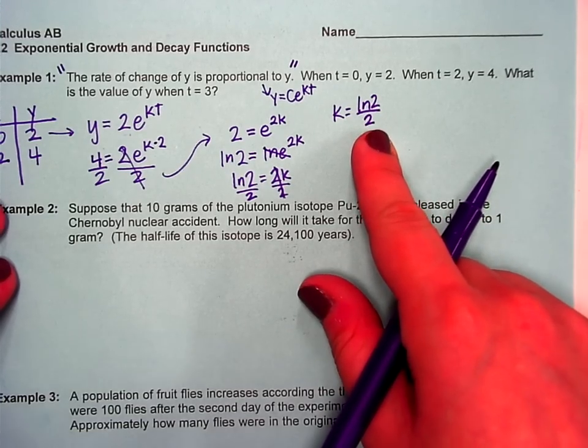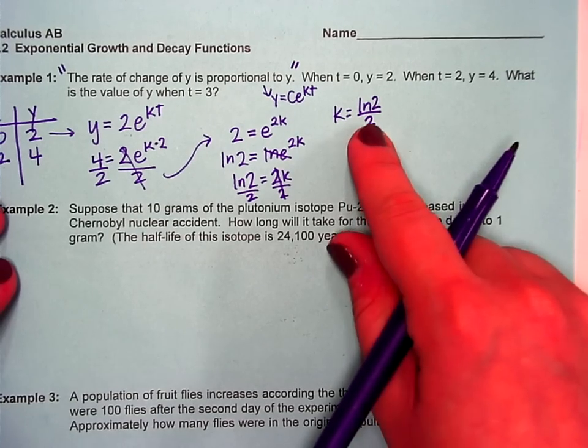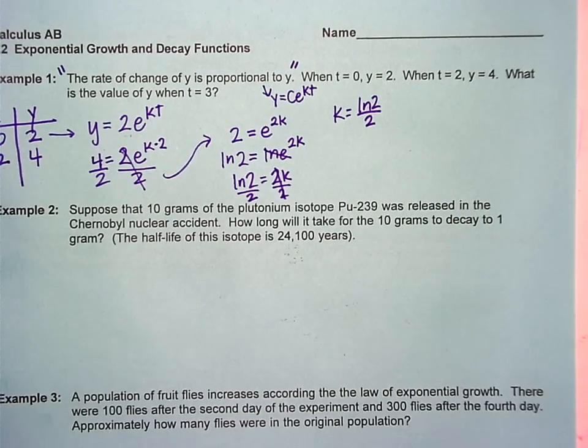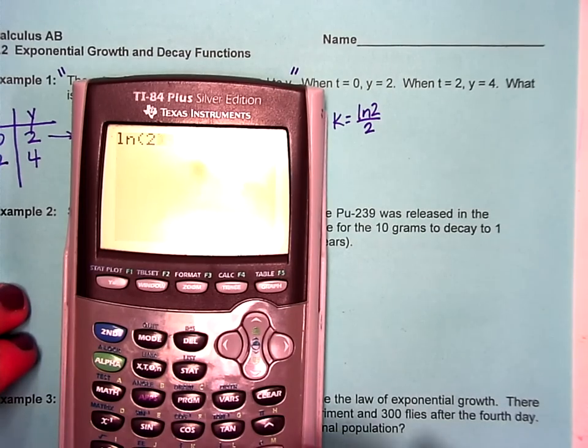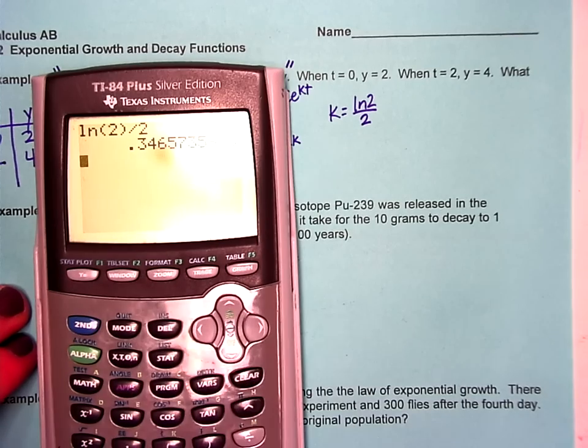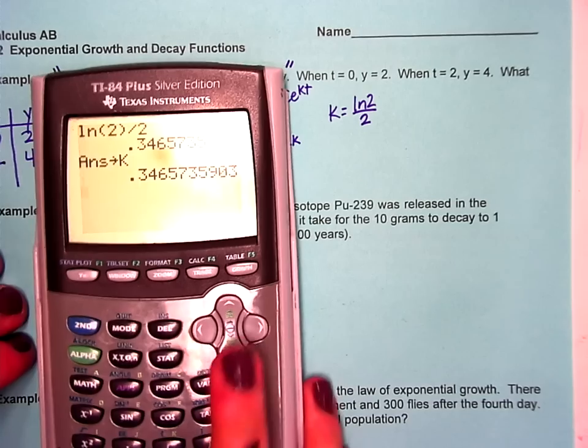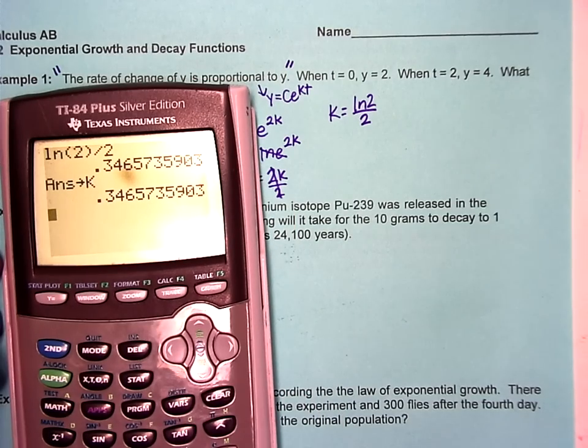We can do it either way. Usually it's going to help more often than not to go ahead and store this. So I would take my calculator here, do natural log of 2 divided by 2, and then store that immediately for k. All right, and so then I have that full decimal in there, and I don't have to worry about chopping it off, rounding it, whatever. I have everything that I need to be working with.